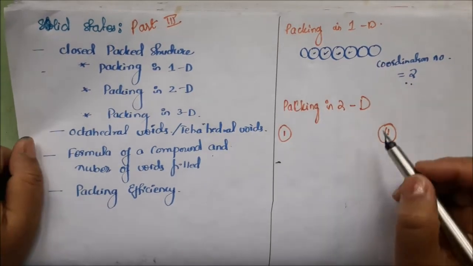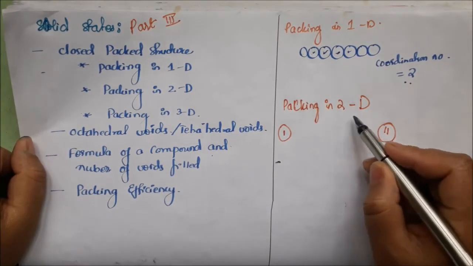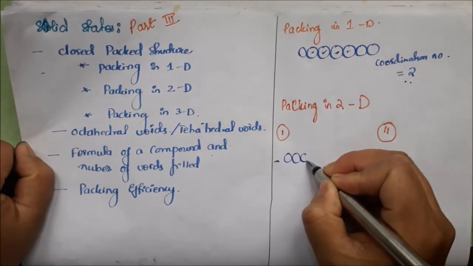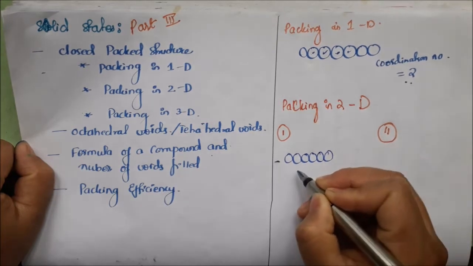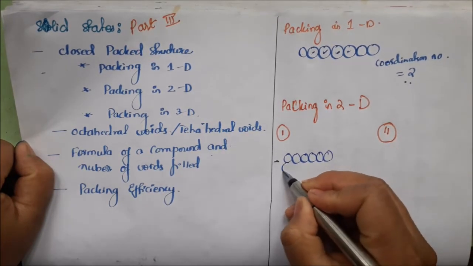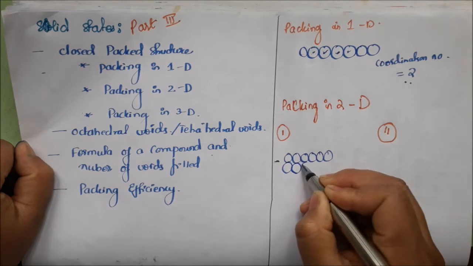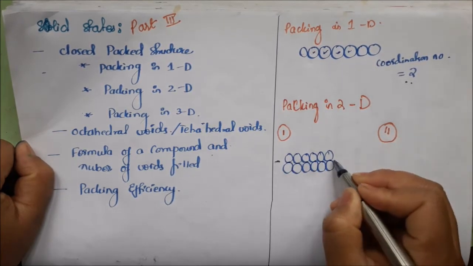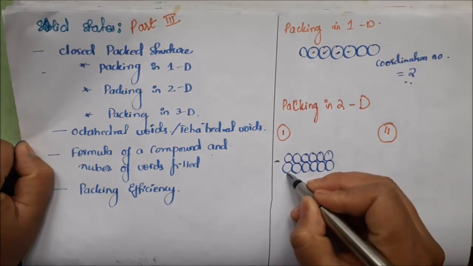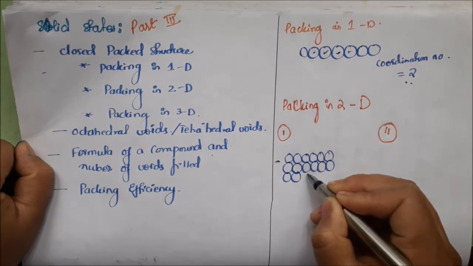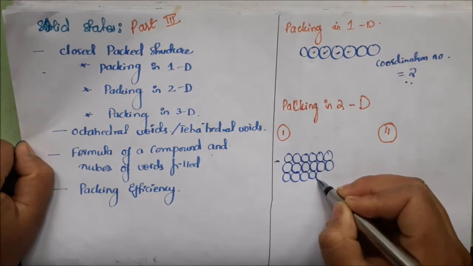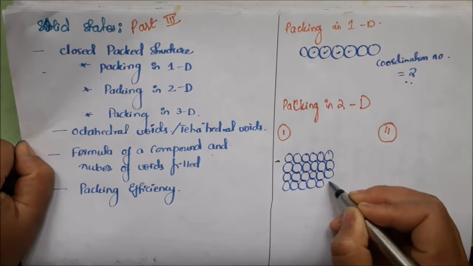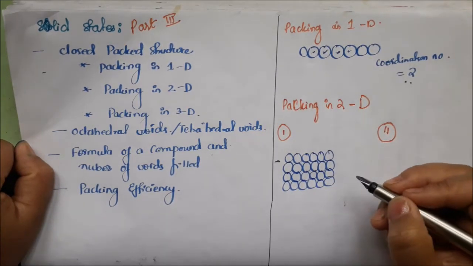Now there are two ways of packing the constituent particles in two dimensions. In one way, the constituent particles of the second row can be placed exactly below the spheres of the first row. Then the third row, in a similar way, can be placed exactly below the spheres of the second row, and so on. This is one way of packing.